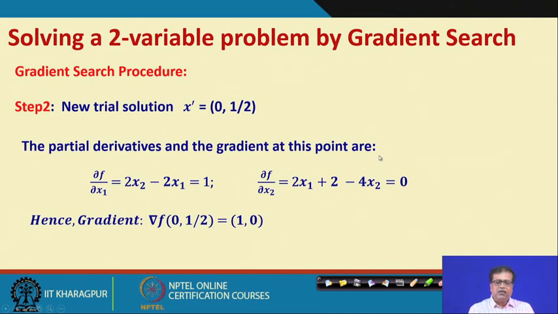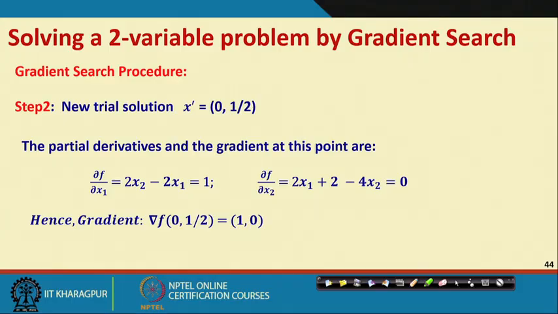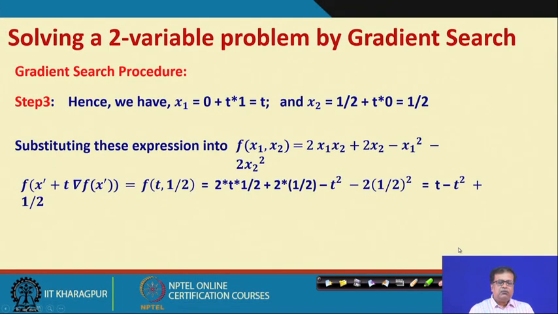So, again we find partial derivatives. This time, if I put x 1 equal to 0 and x 2 equal to half, then the partial derivative with respect to x 1 is 1 and the partial derivative with respect to x 2 is 0. So, the new gradient will now become (1, 0) at that point. This time we are not moving towards x 2, we are now moving towards x 1. So, now we have x 1 is 0 plus t star 1 t, and x 2 remains at half.